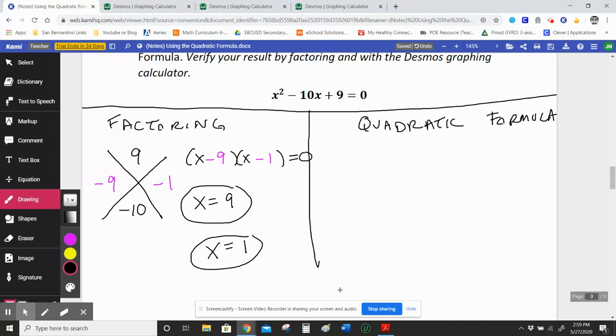After I solve each one of these using the zero product property and setting each one equal to 0, I get these two answers, right? So this is basically factoring and doing the zero product property. Now we're going to be using the quadratic formula. For the quadratic formula, we need several things.